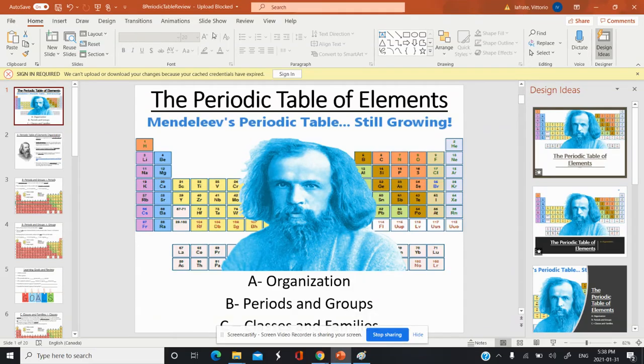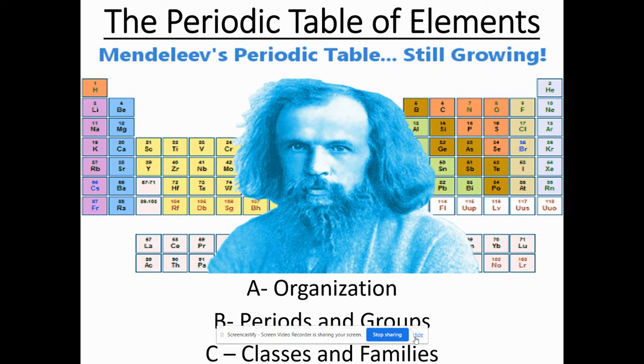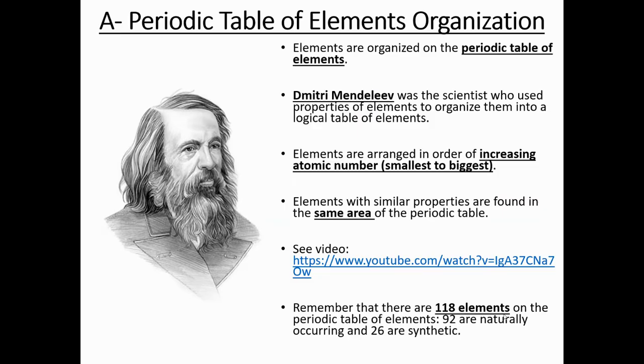In this video, we're going to spend some time going over the organization of the periodic table. We're going to focus on what periods and groups are, and we're also going to describe the classes and families in the periodic table. So the periodic table of elements is just a nice table in which we've organized all the elements that we know of today, all 118 of them. As we mentioned before, there's 92 that are natural and 26 that are synthetic.